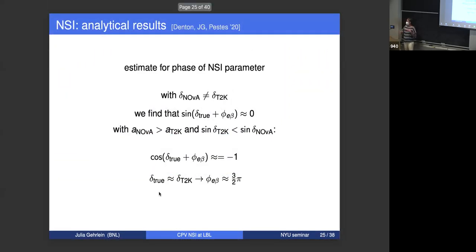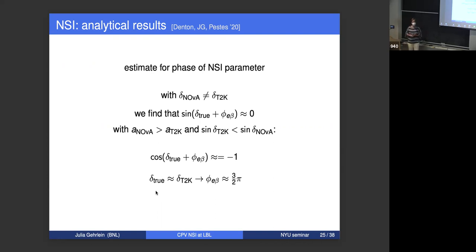We can also do a similar game to estimate the phase of the NSI parameter, now that there is a difference between the measurement of delta from T2K and NOVA, and that NOVA has larger matter effects. We find that we would expect the true value of delta to be the one measured by T2K, which is 3 pi over 2, and that the phase of the NSI parameter needs to be 3 pi over 2.